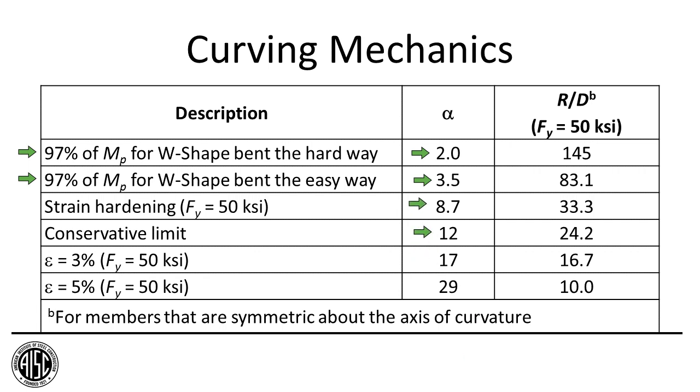Strain hardening for 50 KSI material starts at 8.7, which is way beyond where you get for just normal bending up here. And I put two more values here, 3% and 5%. If you talk to a bender roller, a lot of times they'll say this is generally the upper limit on what can be done, but that's way above the 12, the 29 there. So special things need to be done above 29.